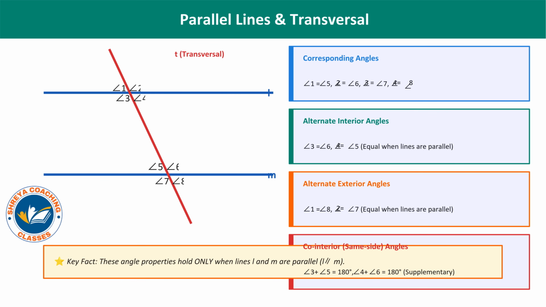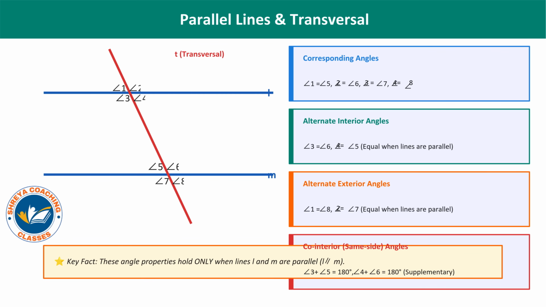Now we will learn one of the most important topics in this chapter. Look carefully at the figure. Here, lines L and M are parallel. A third line cuts them. This line is called a transversal. Whenever a transversal cuts two parallel lines, several special angle relationships are formed.